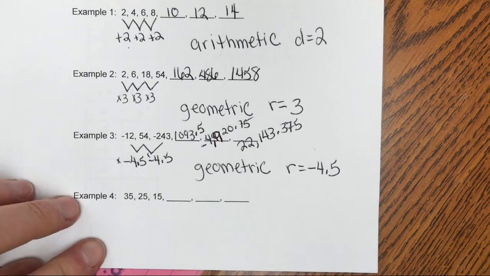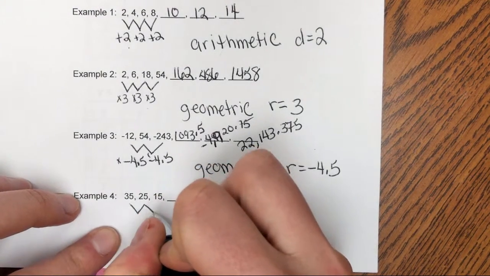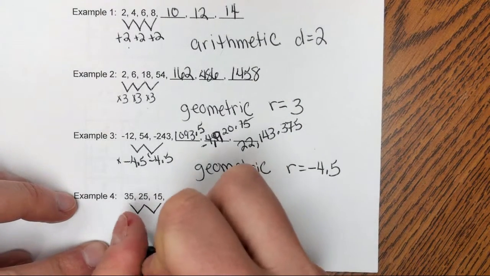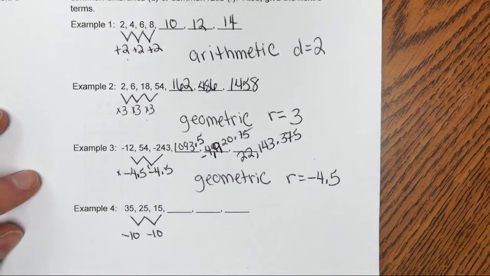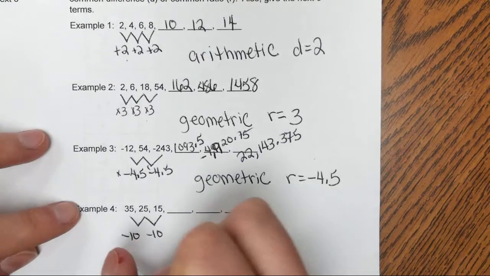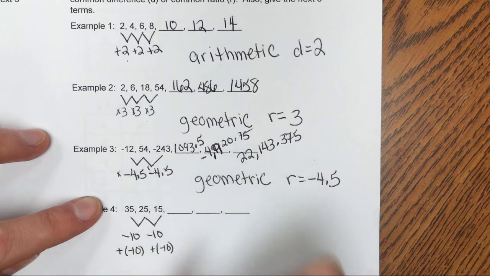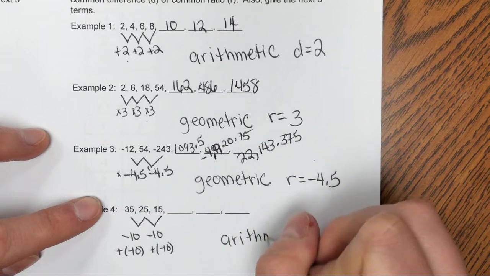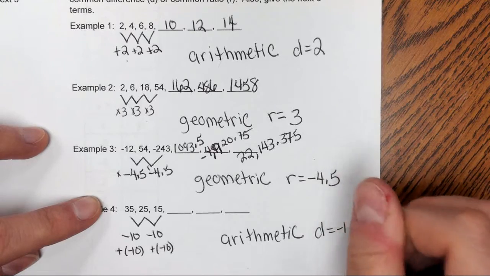All right, last example, example 4. How do I get from 35 to 25, 25 down to 15? Well, I would have to subtract 10. Or we can think about that using keep change opposite as adding a negative 10. So since I'm adding, this is going to be an arithmetic sequence with a common difference of negative 10.